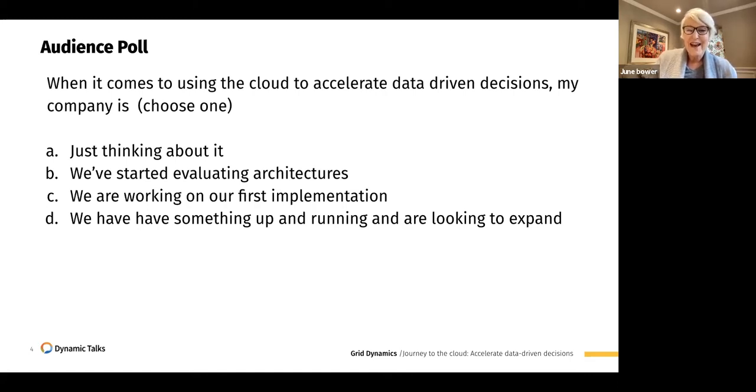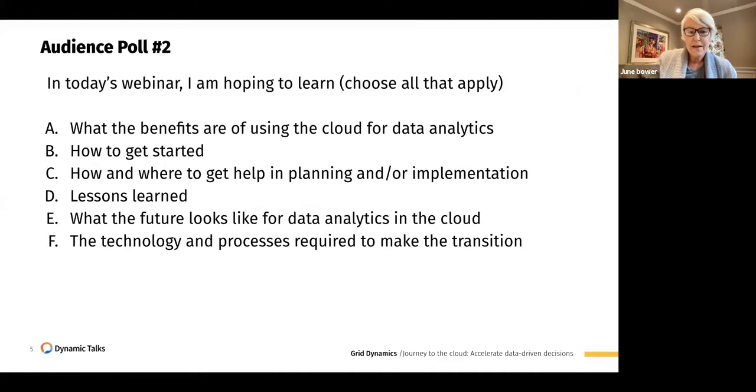So thanks for taking that poll. We have one more poll that we want to have you weigh in on. And here it is. And this one you can choose all answers. I mean, if you think all of these apply, choose them all. If you think only a few, click those. So in today's webinar, I'm hoping to learn, and then choose all that apply.